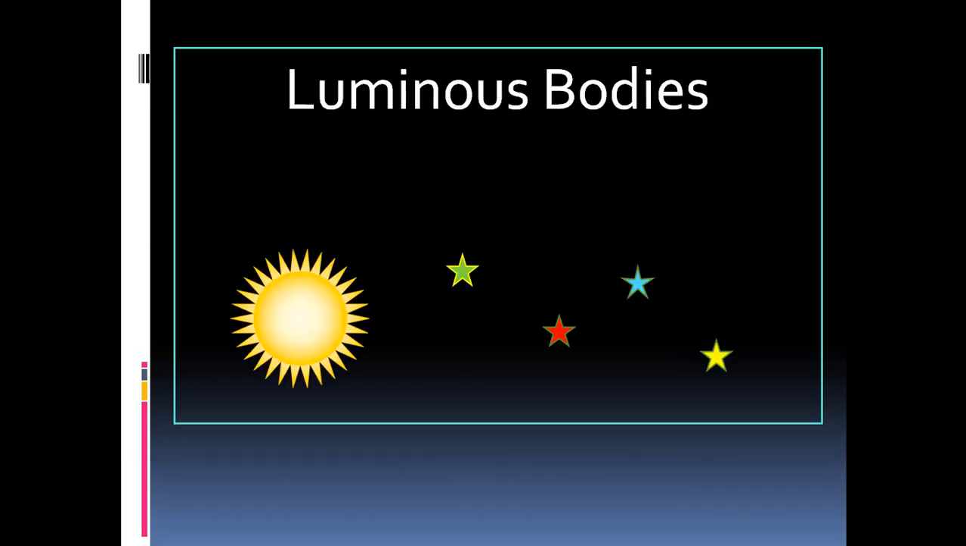Light is a form of energy emitted by bodies under certain conditions. A luminous body is one that emits its own light, and here are some examples. The sun is a luminous body and stars are also called luminous objects because they emit their own light. Alternatively, non-luminous objects don't have their own light; they only reflect light.